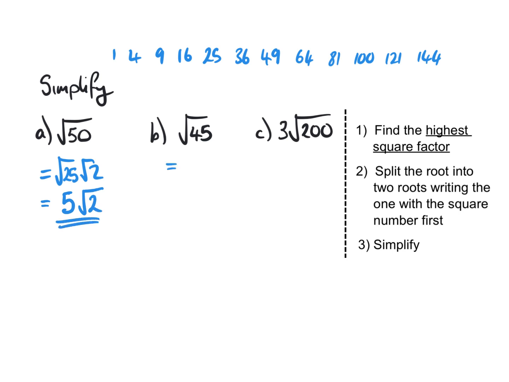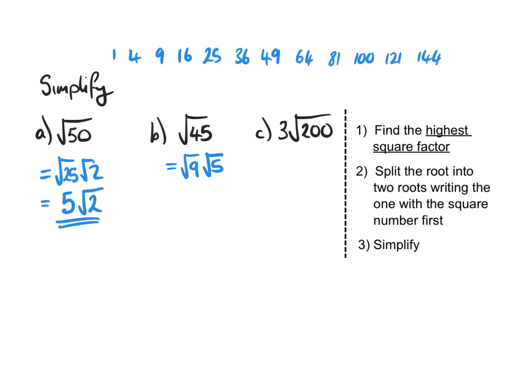Part B, we have root 45, and again that sits there in that list, so let's go down the list so we find the highest factor, or the highest square factor first. So does 36 go into 45? No. 25? No. 16? No. 9? Yes. 9 goes into 45, it's 9 times 5. So I'm going to put the square number first, so it's root 9 times root 5.